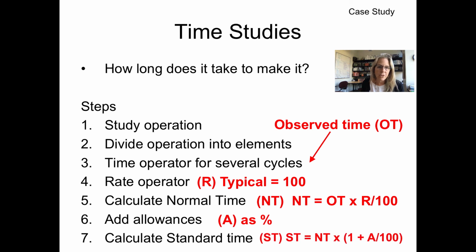And then you calculate standard time. You'll take the normal time, which includes the ratings, and then add a percentage allowance to it.